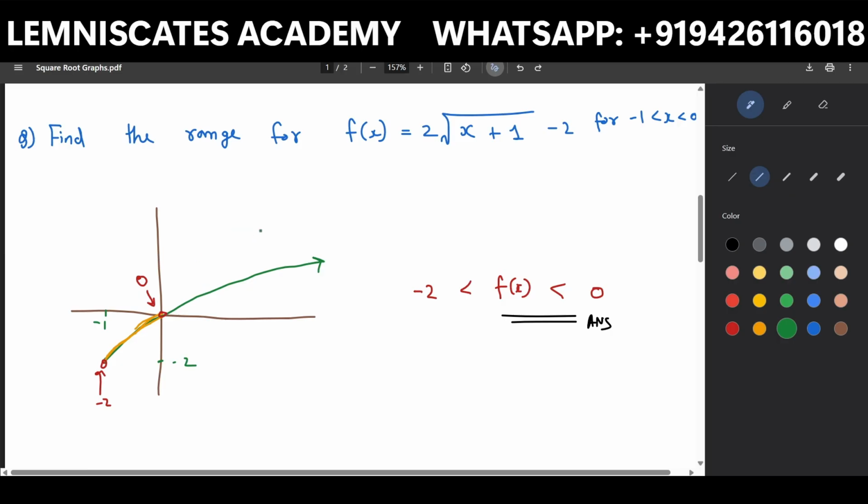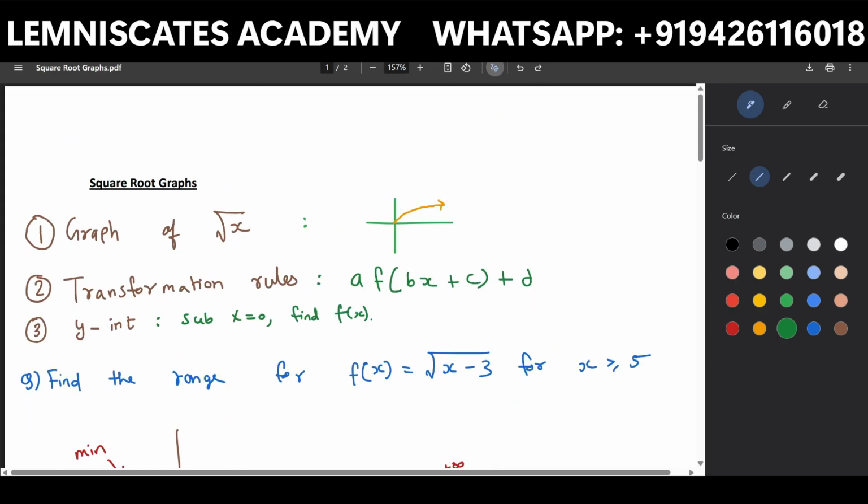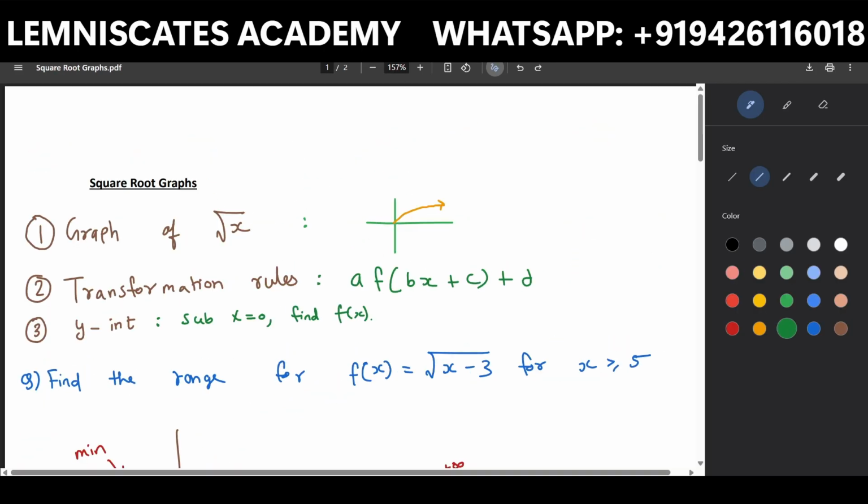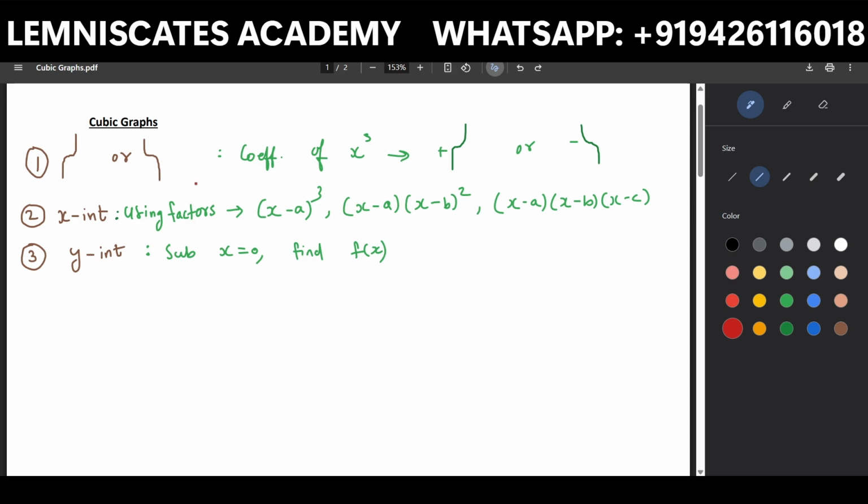So I hope that is clear, and now we are going to utilize the same kind of concept, how we can quickly draw the graphs for the given function, this time with the cubic functions, and based on that, whatever domain that we decide, how we can identify the range. So yes, let's get started.